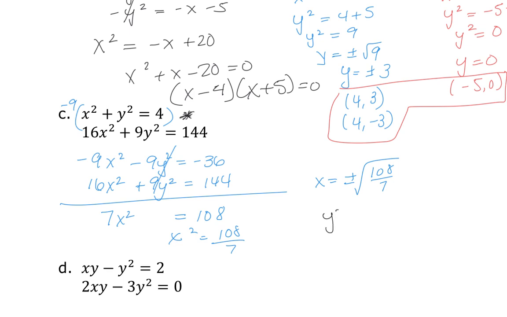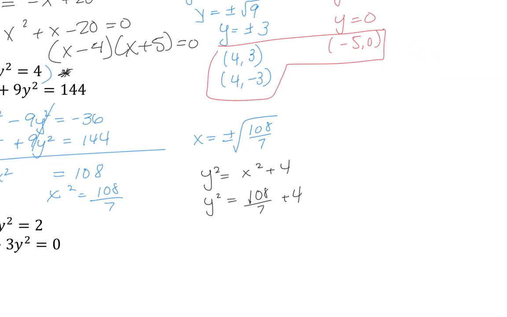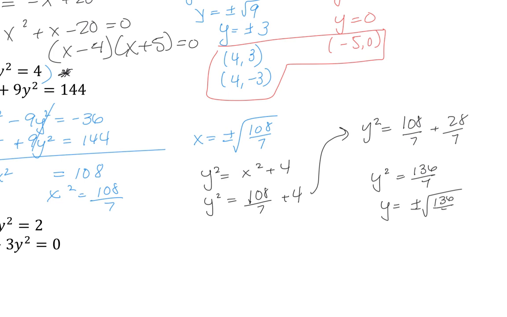Okay, so now I'm going to take this equation right here. I'm going to say y squared is equal to x squared plus 4. So y squared is going to be equal to 108 over 7 plus 4, because x squared would be 108 over 7. And coming up here, we get y squared is equal to 108 over 7 plus 28 over 7. And I end up with y squared is equal to 136 over 7. So y is equal to positive and negative square root of 136 over 7.